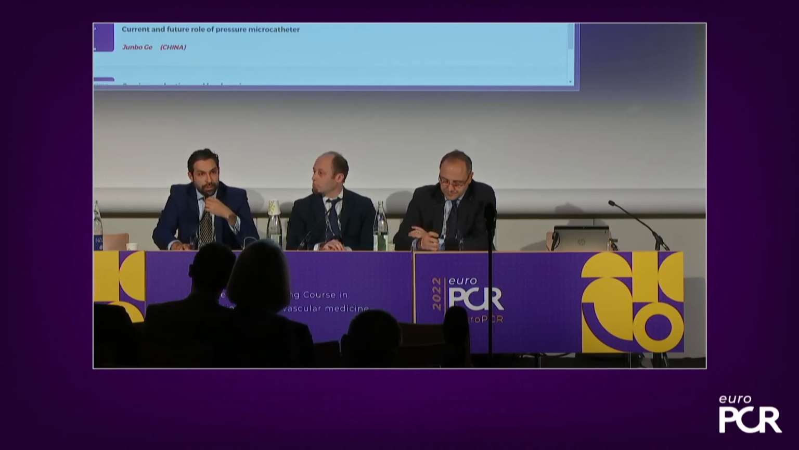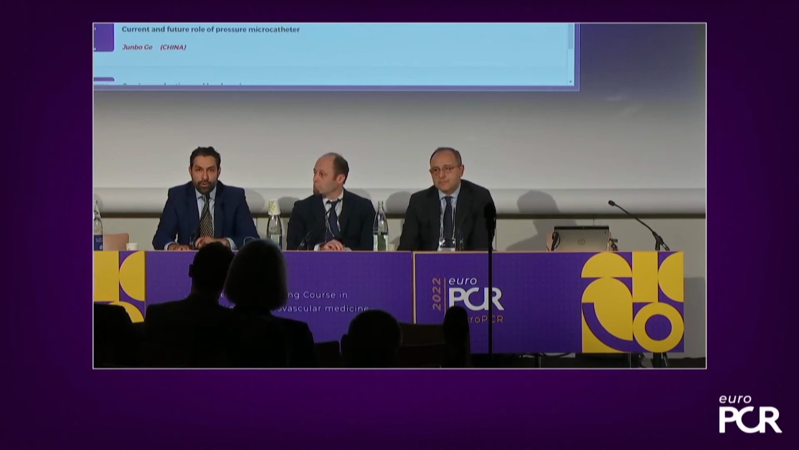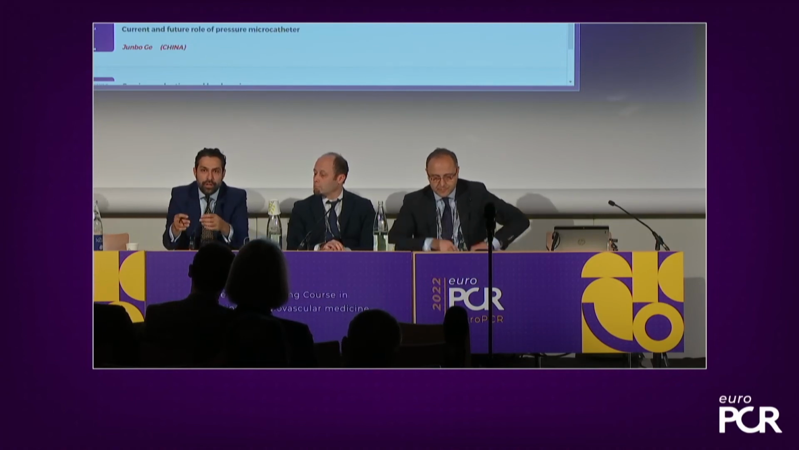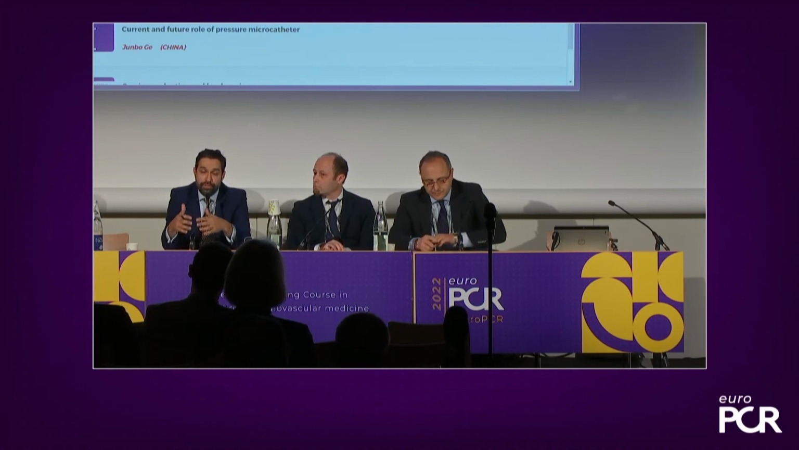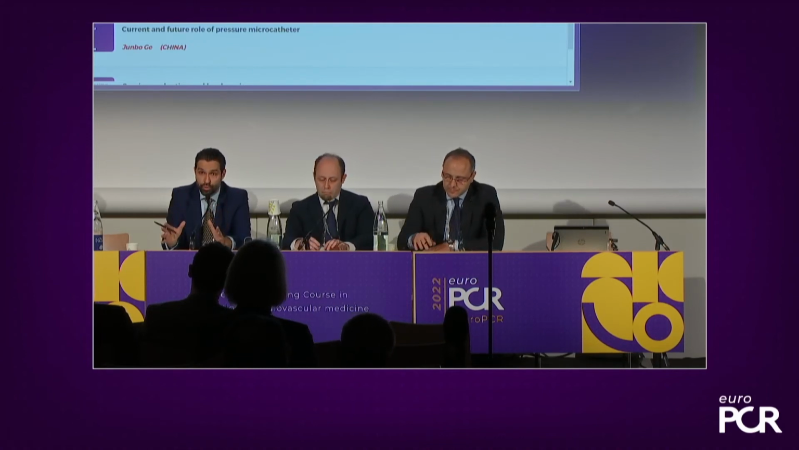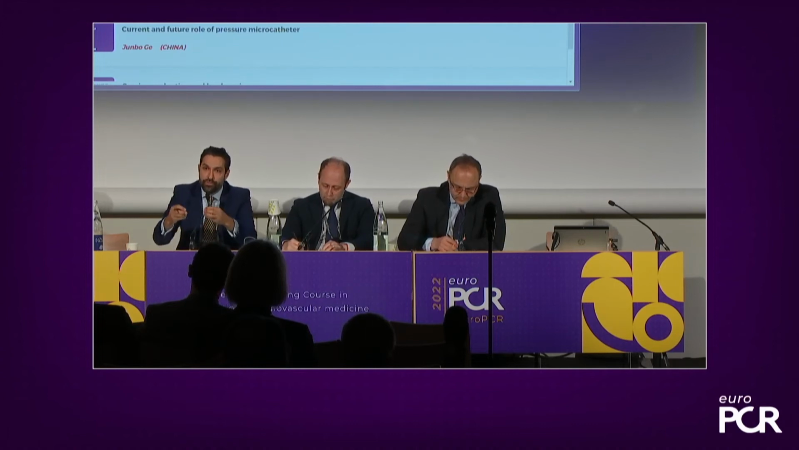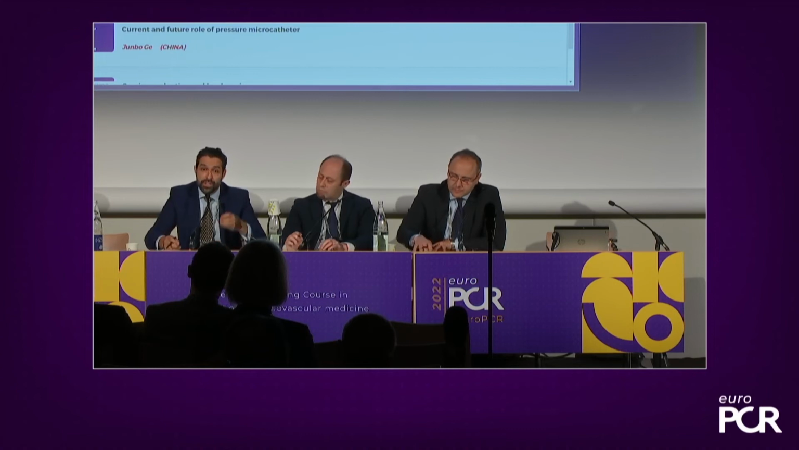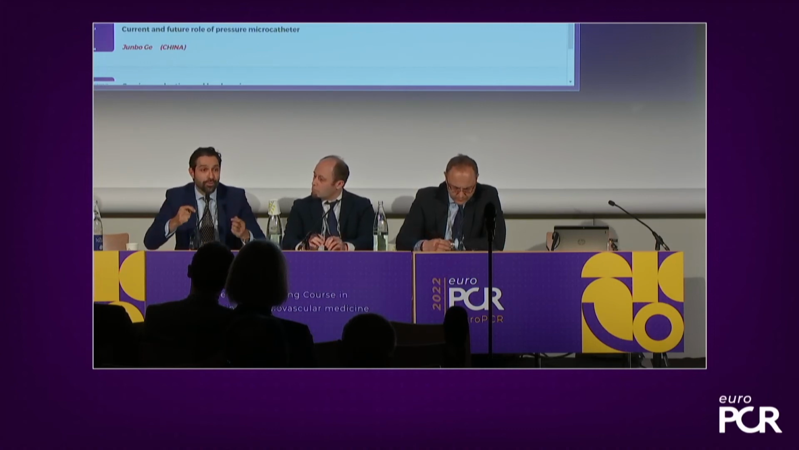So PPG, the name is pullback pressure gradient. So it's the pressure gradient that we measure during the pullback. And this is a diagnostic tool that tells you if the disease is focal or diffuse. It's meant to be used in complement with FFR. So if FFR is 0.75 and the PPG is 90, that is a significant focal disease. If you have the same FFR and the PPG is 30, that is a significant diffuse disease.